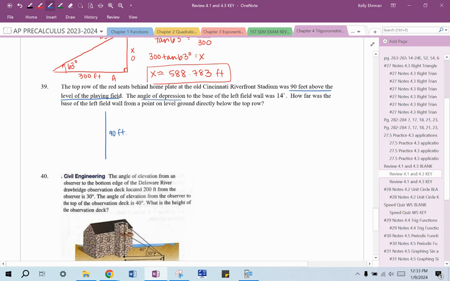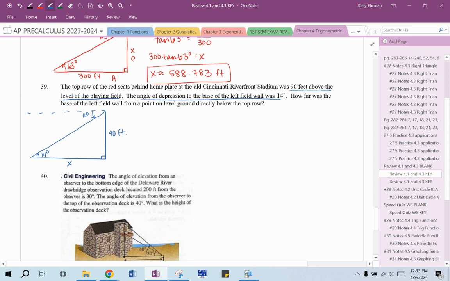The angle of depression to the base of left field was 14 degrees. So I guess left field ought to be over to the left. This angle is 14 degrees, and I'm going to put that down as an angle of elevation right away. How far was the base of left field wall from a point on level ground directly below the top row? That's a very wordy way of asking, find this horizontal leg.